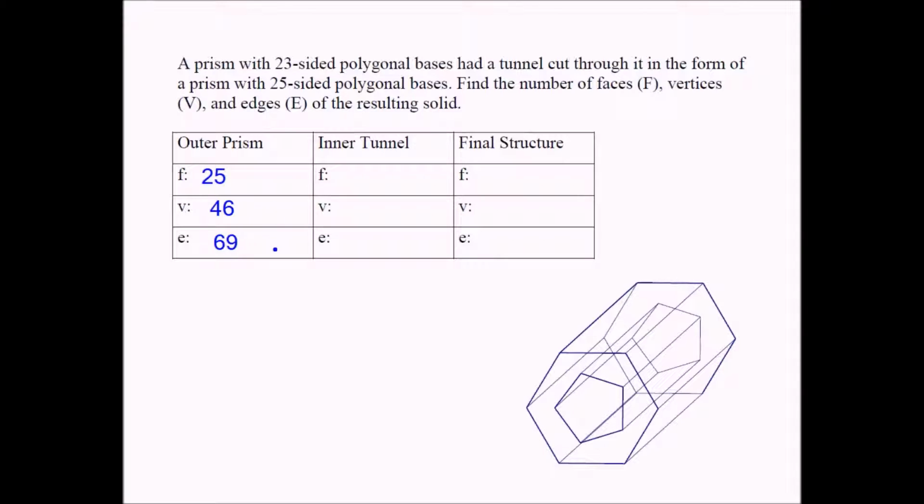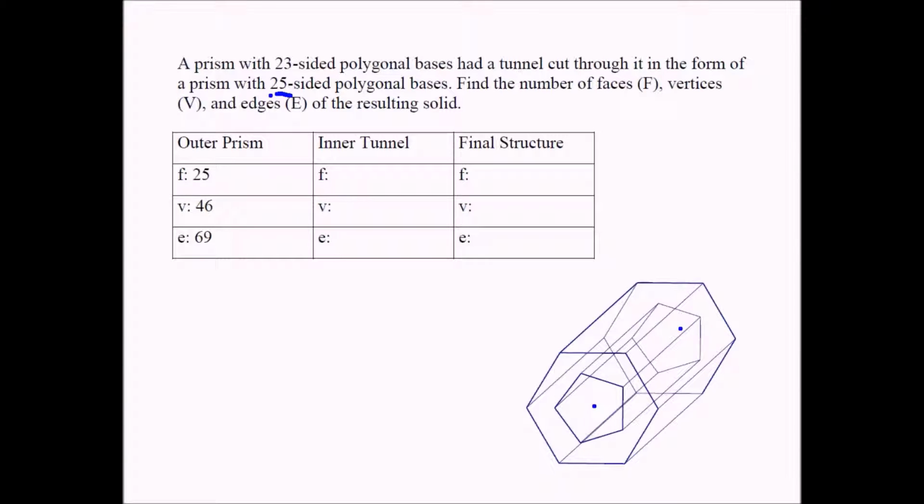We'll look at the outer prism and decide how many vertices, faces, and edges that prism would have. By the way, F stands for the number of faces, V for the number of vertices, E for the number of edges. Let's think about what we can do with the inner tunnel. The inner tunnel is shaped like a prism, but two of the bases of the inner tunnel are missing, and they shouldn't be counted as faces of the final solid with the tunnel.